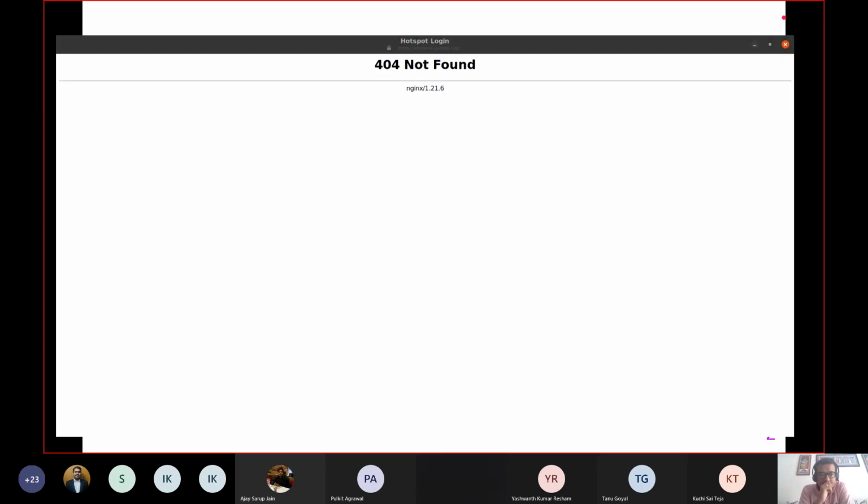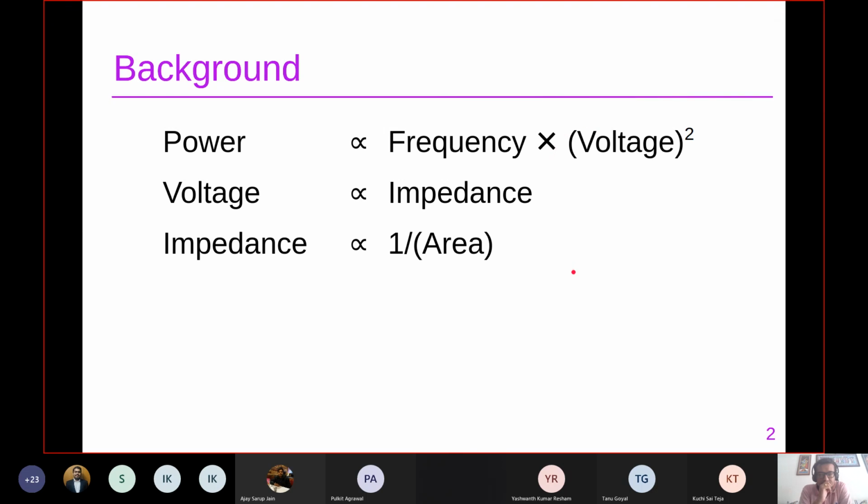Just to brief about the background, the power consumption of a system is directly proportional to the frequency of its operation multiplied by voltage square. And voltage is directly proportional to impedance. That is probably Ohm's law that we have studied, and impedance is inversely proportional to the area of the source. These are a few electrical concepts. Even though I am going to present this paper in a CS course, unfortunately this is an electrical paper. Sorry, please bear with me.